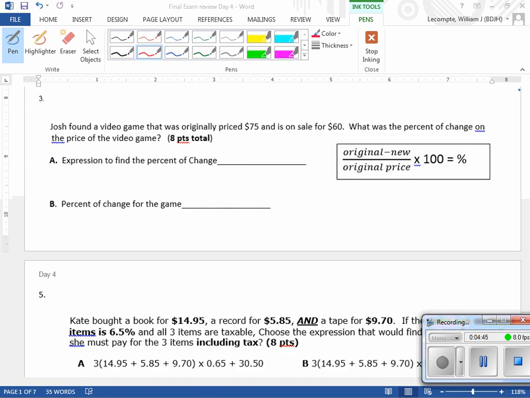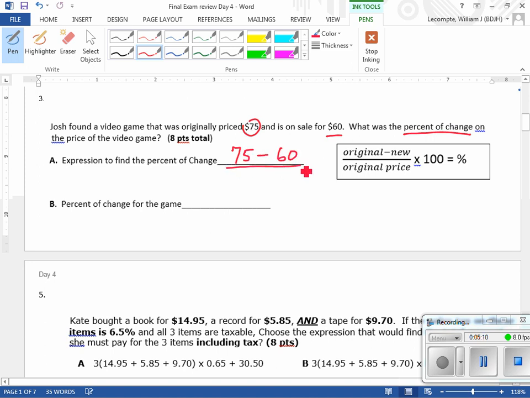Number 3, Josh found a video game that was originally priced at $75. It was on sale for $60. What was the percent of change on the price of the video game? So the percent of change looks like this. 75 is the original minus the new, all over the original cost. And so we get 15 over 75. And if we break that down, we can divide by 3, and that equals 5 over 25.